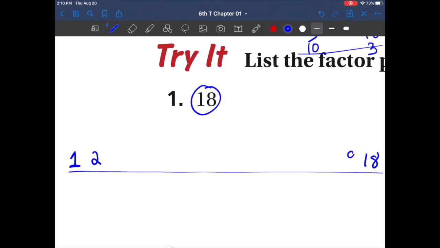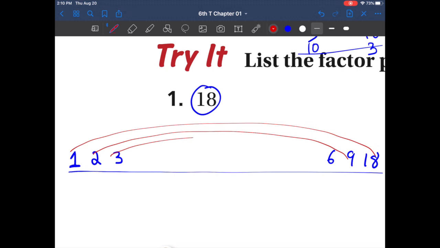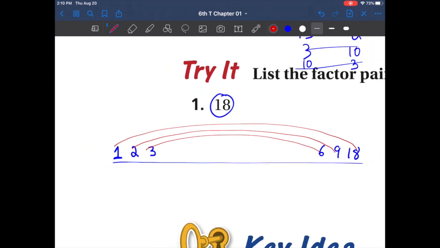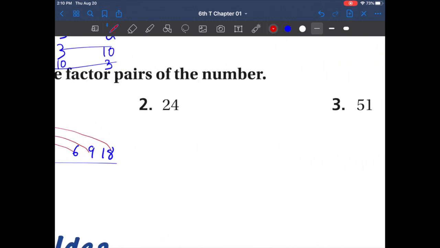Yes. 2 times what? 9. Does 3 go into 18? Yes. 3 times what? 6. Does 4 go into 18? No. Does 5? And then that's it. So we just found all of the factor pairs: 1 and 18, 2 and 9, and then 3 and 6. Let's try another one.